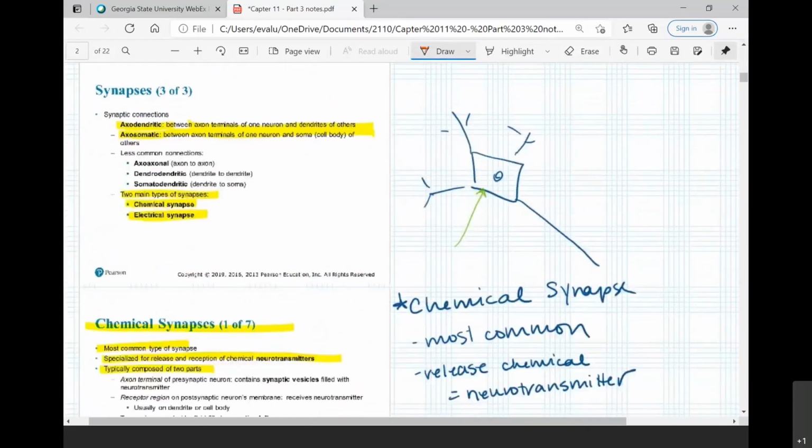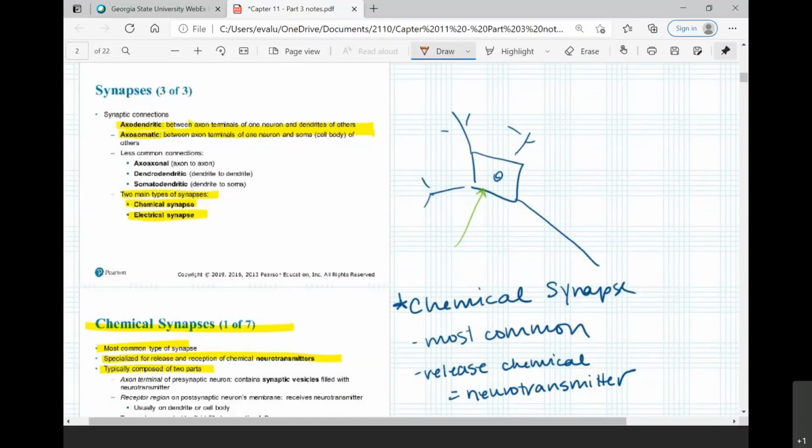These synapses will connect a couple different ways. One way is through an axodendritic connection, which is where you will have the axons of one neuron touching or connecting to the dendrites of others. And touching is the wrong word. There is going to be a space. They don't actually directly touch. But axodendritic is an axon to a dendrite, whereas an axosomatic is going to be an axon to the cell body. You rarely are going to have axon to axon, dendrite to dendrite, or the dendrite to the soma. So basically, the axon's connecting to either the dendrite or the cell body of that postsynaptic cell.